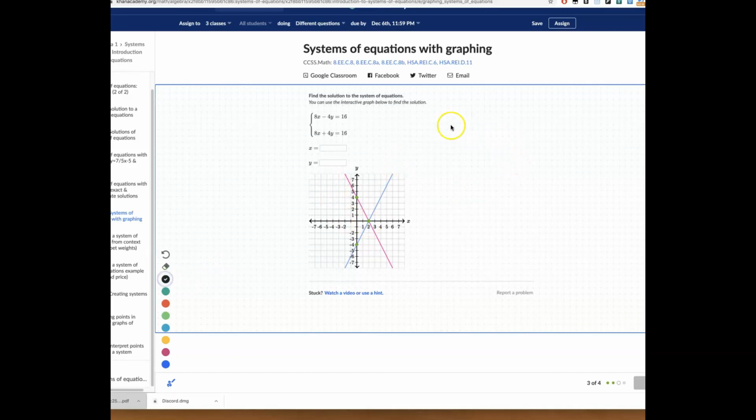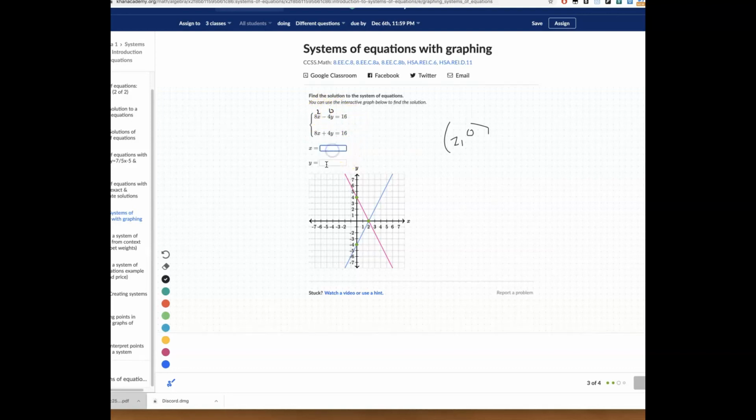Remember you can use kind of what we did in the previous section to check. So if I put a 2 there, and a 0 there, does 8 times 2 minus 4 times 0 give me 16? It does. And that would work in the other one too.